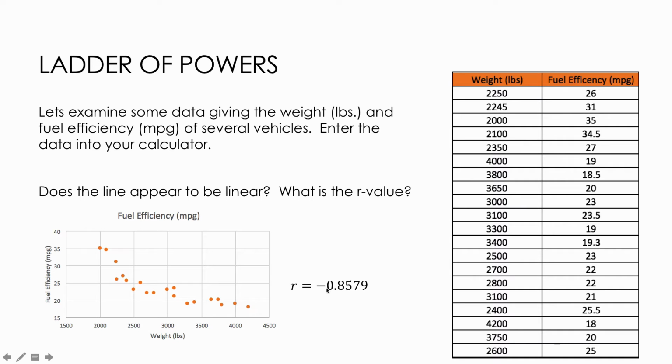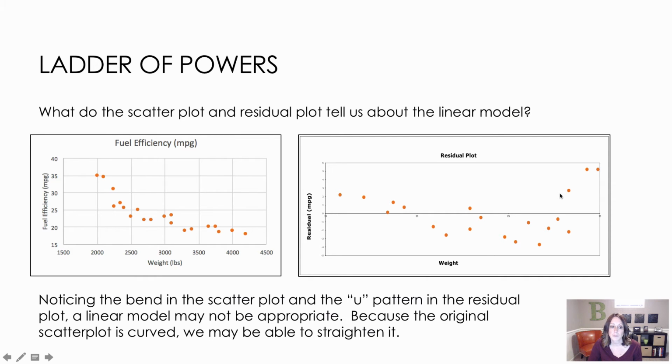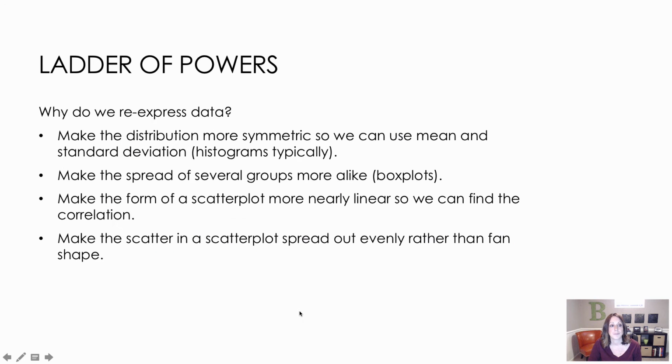I've got my R value of 0.8579, but looking at it, it kind of looks a little curvy to me. So I'm going to make a residual plot. We already talked about how to do that. And when I did that, I can see there does appear to be a little bit of a curvy pattern to my residual plot. It kind of goes up and then down and then back up again. So that doesn't make me happy and doesn't make me think that I should use a linear model.